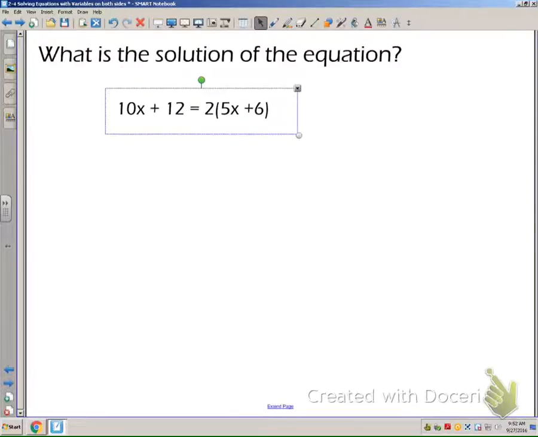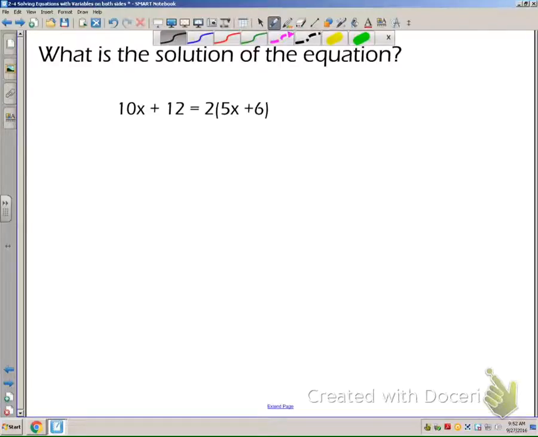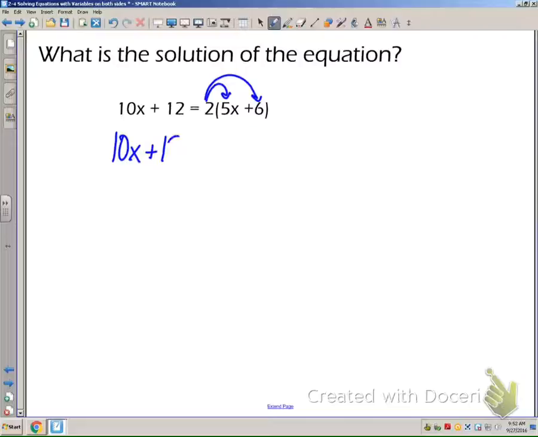So let's look at a little bit more complicated versions. We want to know what is the solution of the equation. So go ahead and pause the video and try to solve this. Okay, I realize that there are grouping symbols, so I need to distribute. This is 2 times the group 5x plus 6. So I'm just going to come over here and drop this straight down because I'm not going to be doing anything with it. Now here I'll go ahead and distribute. 2 times 5x is 10x, and 2 times 6 is 12.